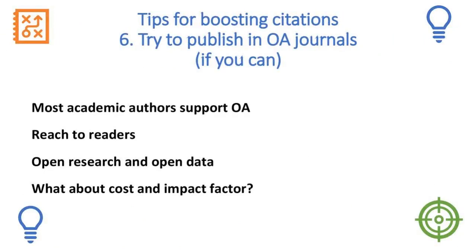Tip number 6, try to publish in open access journals if you can. Most academic authors support open access. We have much higher reach to readers in open access journals, open research and open data. There are, of course, issues to do with cost and impact factor. We'll talk about those in a minute. But if more people have access to your research via open access journals, then you're going to boost your citation rate. And have a look at the Bentham Science Publisher range of open access journals as potential outlets for your next research project.